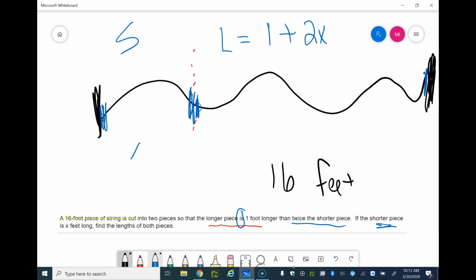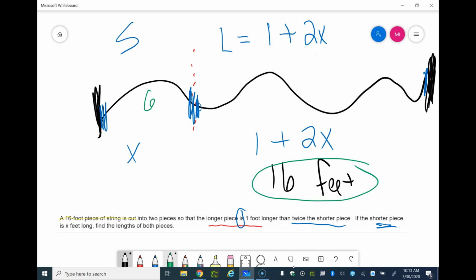So down here we're going to designate our shorter piece to be x, and our equation for this one is going to be 1 plus 2x. Now, I'm going to put this in green so you know this is just an example. Would you all agree, if the shorter piece is 6 feet, what would the longer piece be if the whole thing is 16 feet? It'll have to be 10.